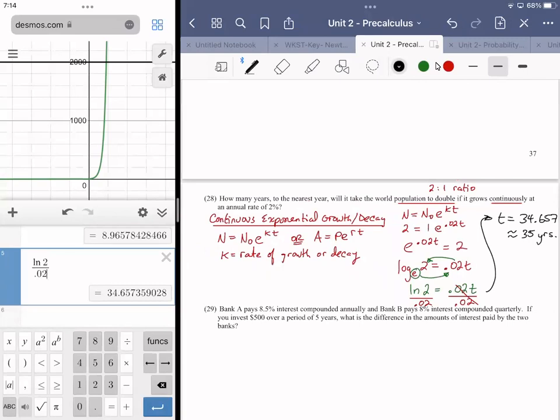All right, so if the population were growing at a rate of 2%, it would take 35 years to double. All right. That was a pretty lengthy period of time.